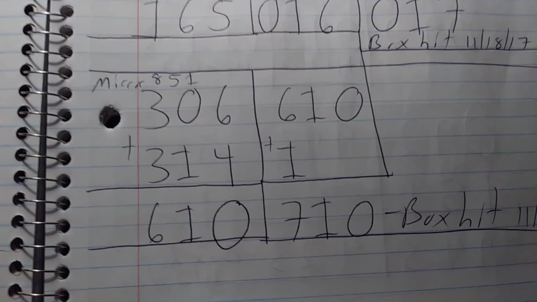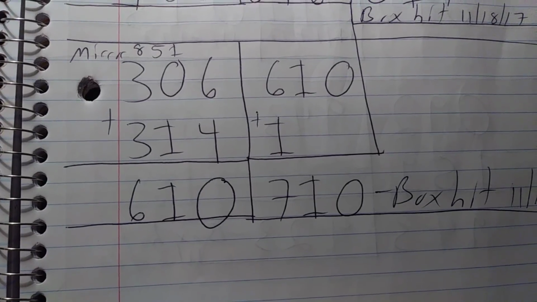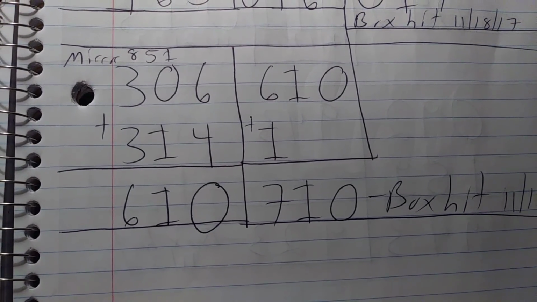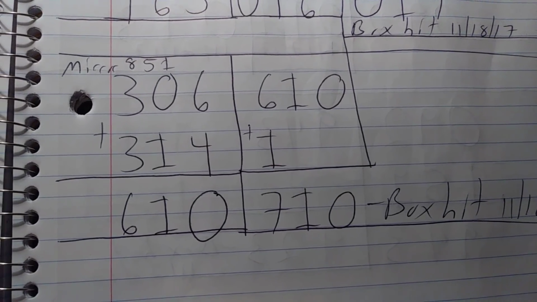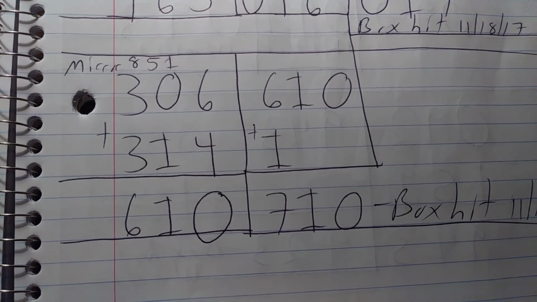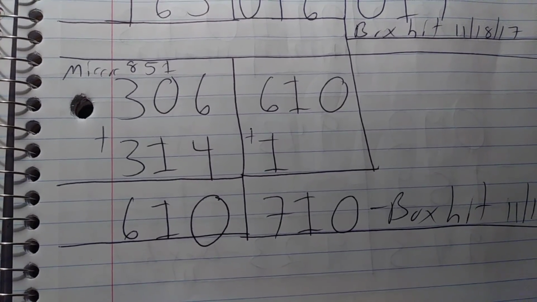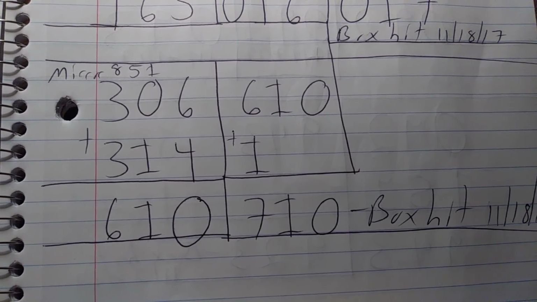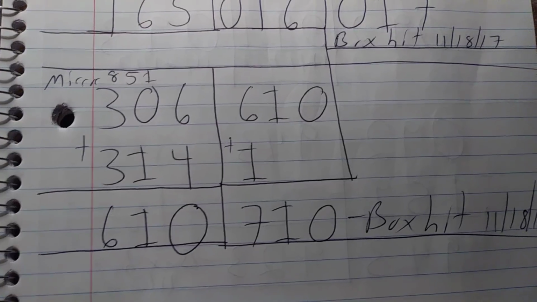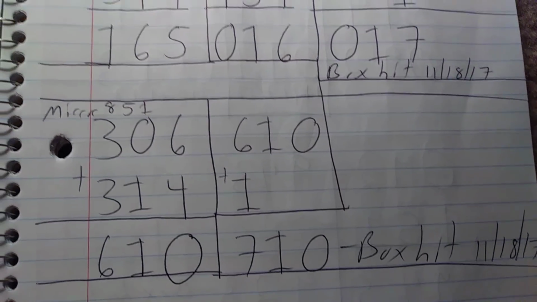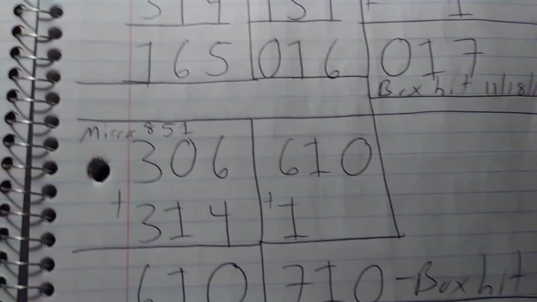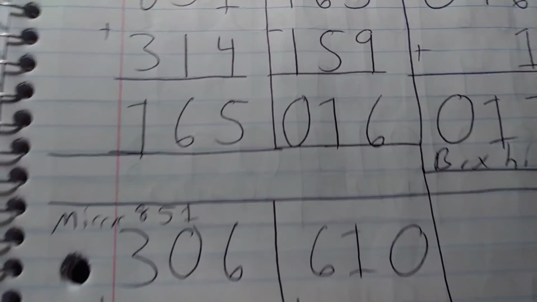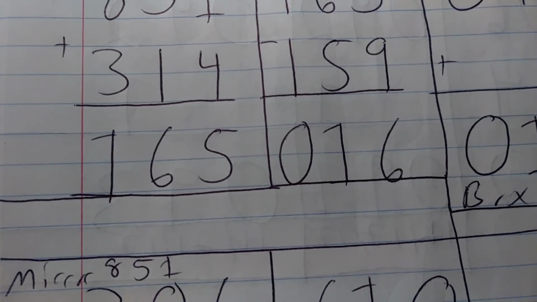You're going to mirror the 851, so 306 plus 314, so 6 plus 4 is 10, keep the 0. 0 plus 1 is 1, and then 3 plus 3 is 6, so 610. You're going to add on 1, and again that's 710. And again, that workout showed 017 twice, and again, that's a very good likelihood that that number will show up in the next 7 days. And again, not always, but usually.